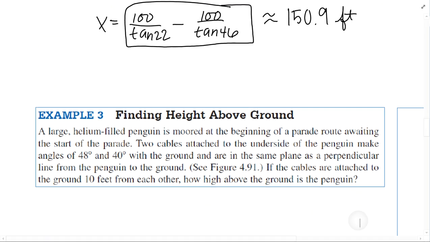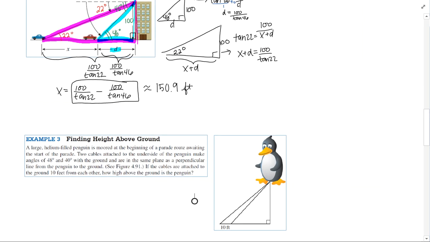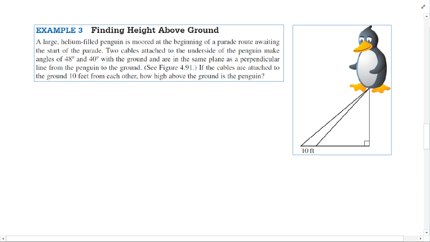Okay, next we're going to look at the penguin problem. Okay, the penguin is actually a helium-filled balloon. So a large helium-filled penguin is moored at the beginning of a parade route, awaiting the start of a parade. Two cables attached to the underside of the penguin make the angles 48 degrees and 40 degrees. Okay, so this one is going to be the 48 degrees, the bigger one. And then the smaller one is 40 degrees.